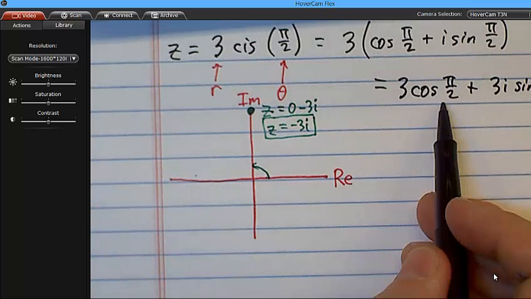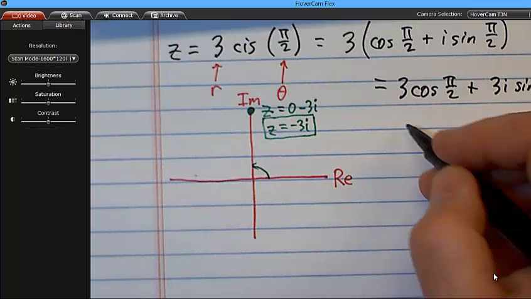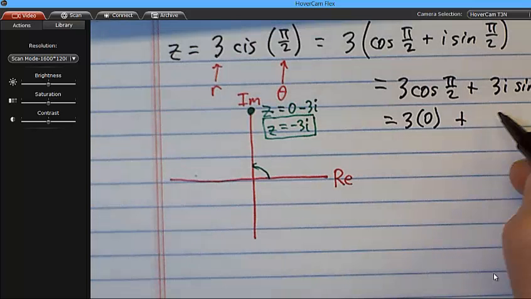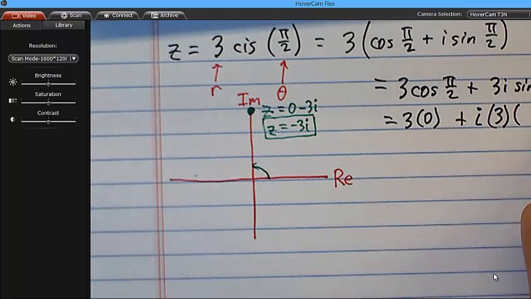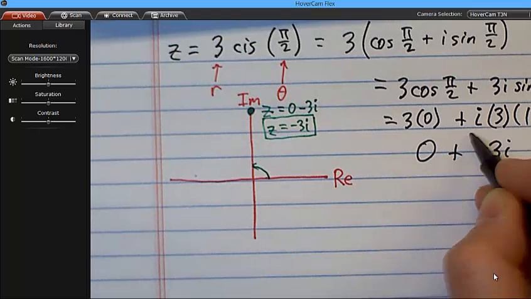What's the cosine of pi over 2? We know that from the unit circle and from all our days doing this. That's 0. So we get 3 times 0 plus, well, let me write the i in front, and let me write 3. And then what's the sine of pi over 2? 1. So do you see you're going to get 0 plus 3 times i.